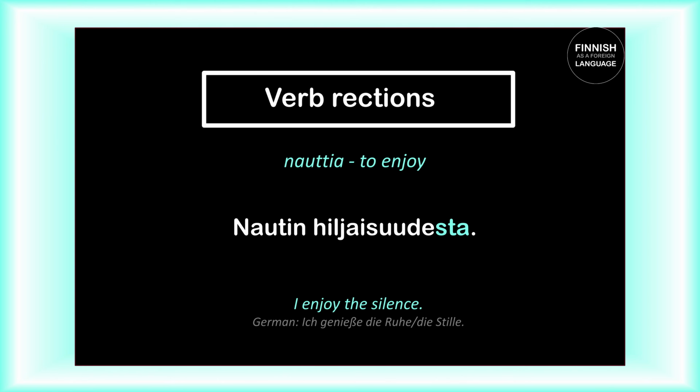Let's have one more verb. Nauttia means to enjoy. This verb requires the elative case. For example, nautin hiljaisuudesta means I enjoy or I enjoyed the silence. So nautin is the first person singular present tense or past tense of the verb nauttia, which means to enjoy. And hiljaisuudesta is the elative case of hiljaisuus, which means silence. So let's repeat. Nautin hiljaisuudesta. I enjoy or I enjoyed the silence.